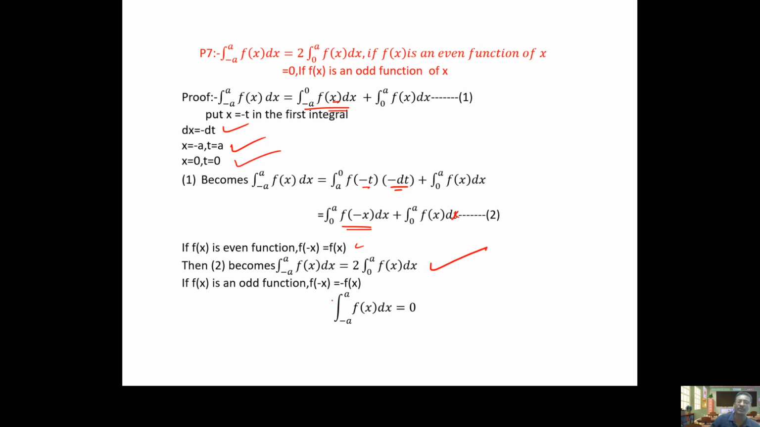If f of x is an odd function, then f of minus x is equal to minus f of x. So 0 to a minus f of x dx plus 0 to a f of x dx. So what is the answer? Minus and plus will cancel. Answer is 0. So that is the end of definite integral properties, and there are some problems based on this. Some problems we already discussed, and the other problems we will discuss in the other classes. Okay, thank you.